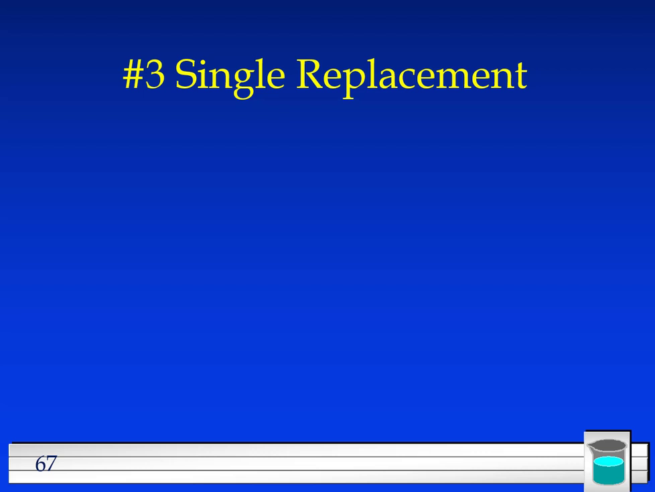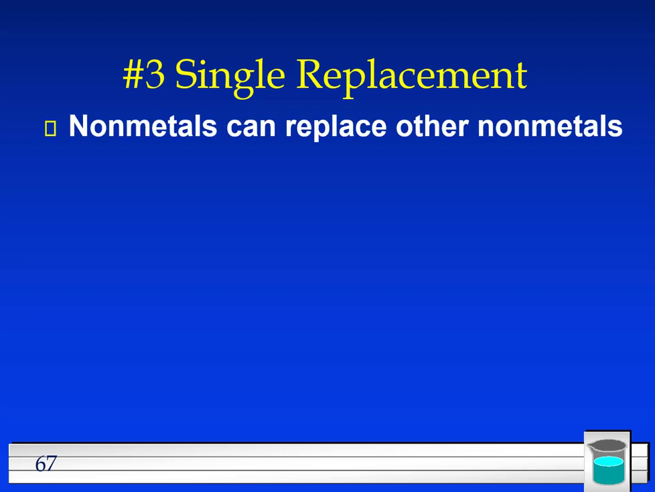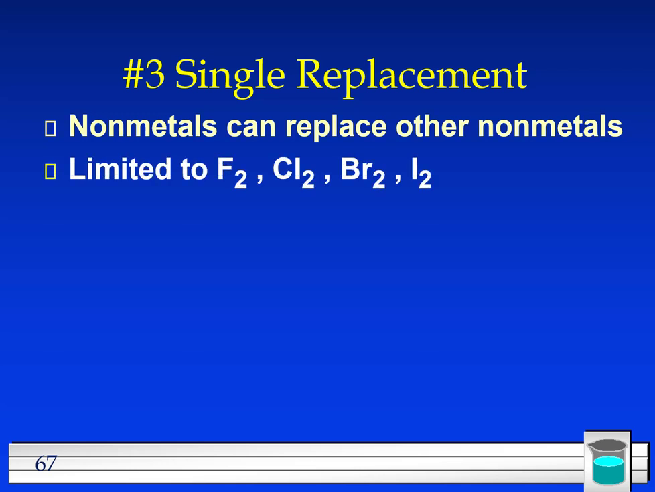So that's about metals, but non-metals can also replace non-metals. Now, first of all, there's a lot fewer of them. Non-metals are up in the upper right-hand corner, so there's only going to be a few non-metals. And we're not even going to talk about all of the non-metals. We're actually going to limit ourselves to the halogens, group 7A.